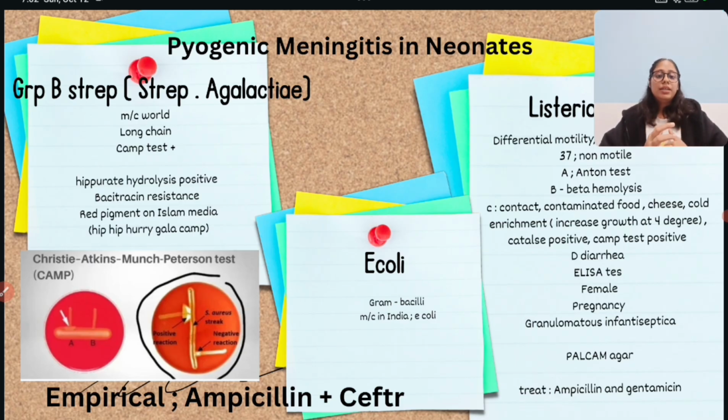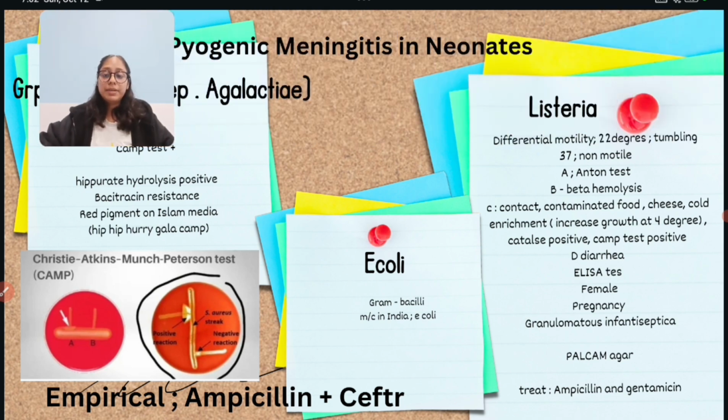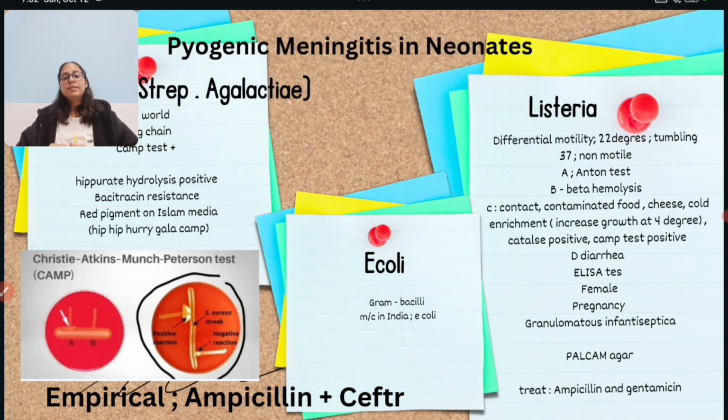Okay, now E. coli is going to be the most common. It is a gram negative bacilli, and for E. coli, usually you will not be given any key scenario, because in whatever questions I have solved, I didn't find anything like this. They directly ask what is the most common cause of pyogenic meningitis in neonates, then you are going to mark E. coli.